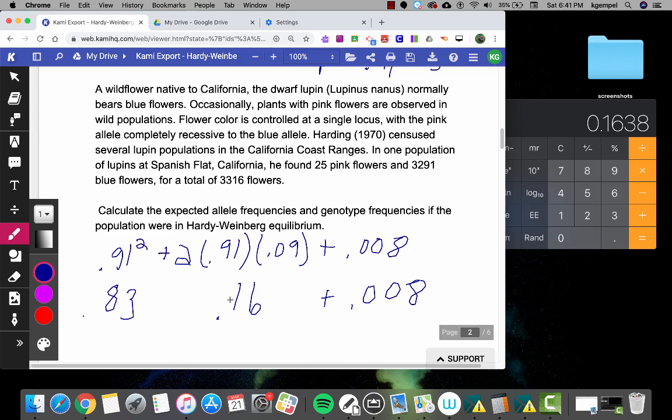Because of rounding it's not quite 1, but the frequency of individuals in that population, did they give me a letter, a color to use? They didn't, I don't think, but capital B, 83% of them, if you have that 25 out of that 3,316, it's a small number of individuals, so it's like 0.8%. 83% of your population should be homozygous dominant. 16% of your population is heterozygous. And of course, we already know that that 0.8% is going to be homozygous recessive.